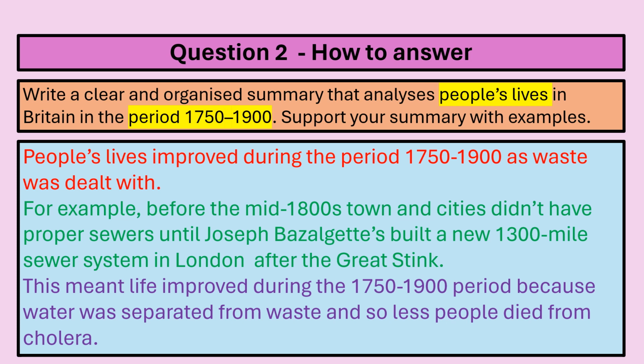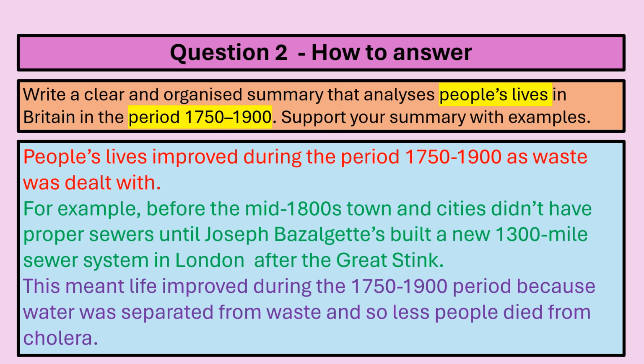A 1-point answer that would target at least a grade 4 or grade 5 is on the screen. In red, I've got a point: people's lives improved during the period as waste was dealt with. So I've given a reason, a point, in my first sentence. I've then given an example: by the mid-1800s, towns and cities didn't have proper sewers until Joseph Bazalgette built a 1,300-mile sewer system in London after the Great Stink.